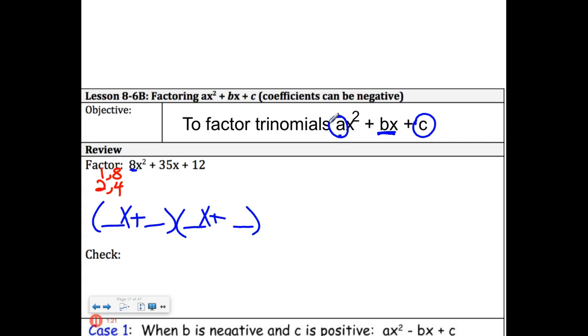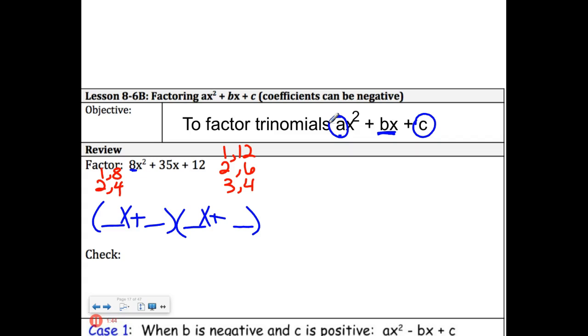12 has a little bit more. I've got 1 and 12, 2 and 6, and 3 and 4. And reminder, you can find all this on your purple or your white sheet. So now I'm trying to multiply these factors of 8 and these factors of 12, and we're trying to get to 35. Now this is where it's really important that we use our noggins.